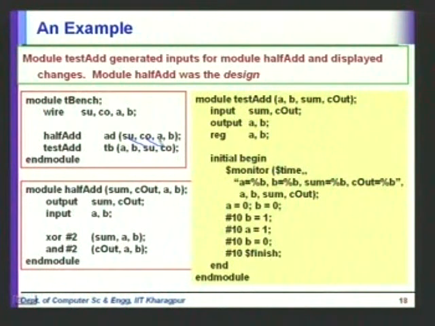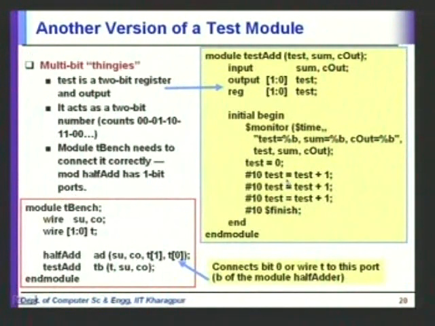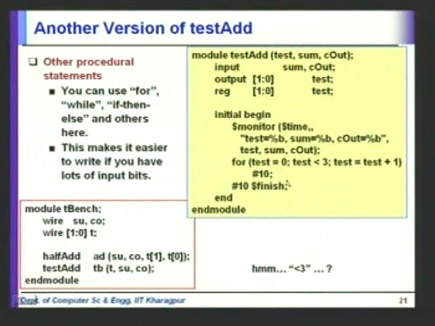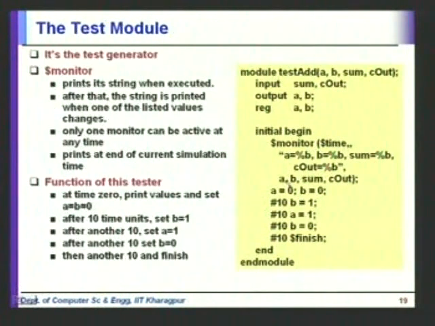This A and this A, yes. Because you see this A and this A, this B and this B, they are wired, so they are the same. So effectively, this sum is wired to this sum, and this cout is wired to this cout, which is what we want. We want to read the sum and the carry, and we want to drive the inputs A and B from the test module.